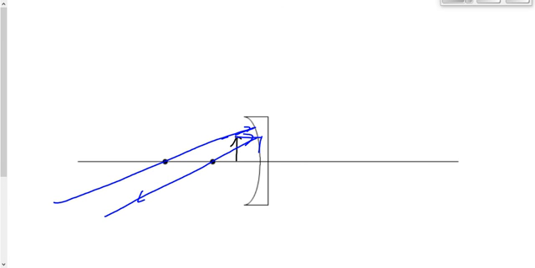Do those rays intersect on the left-hand side? No, they don't. So what should we do? Let's extend them as dotted lines, right? Let's go back here. Do they intersect over here? Yeah? So the image is going to be formed over here.